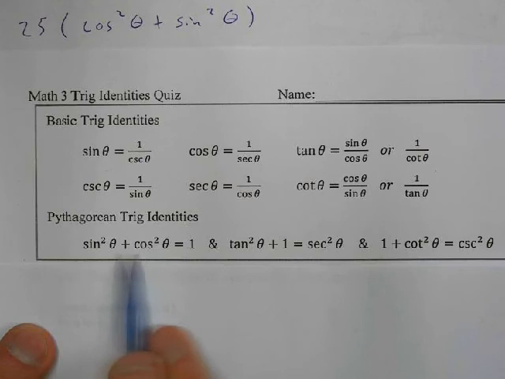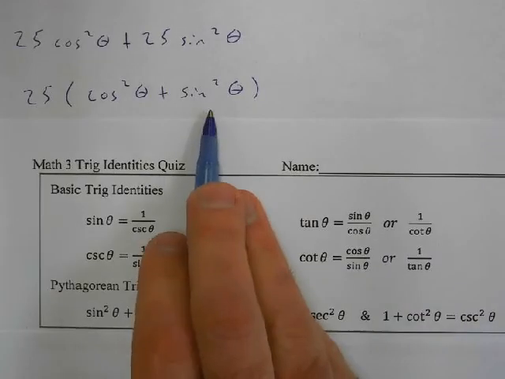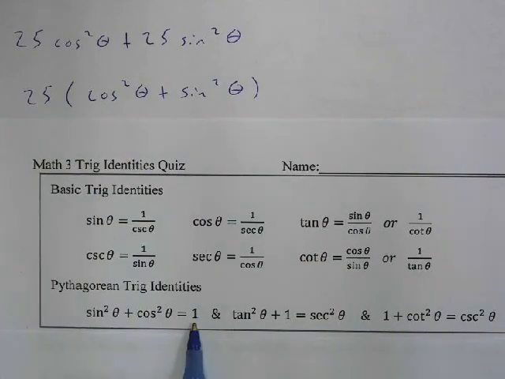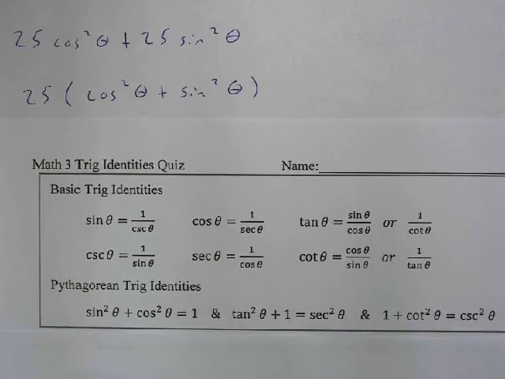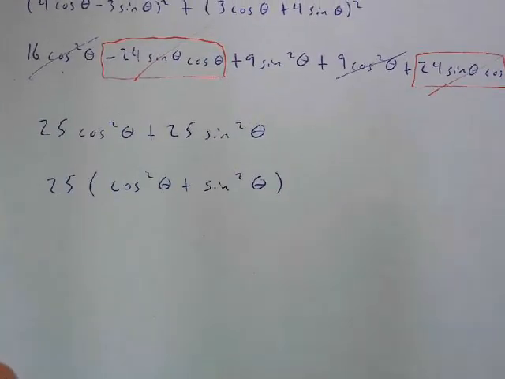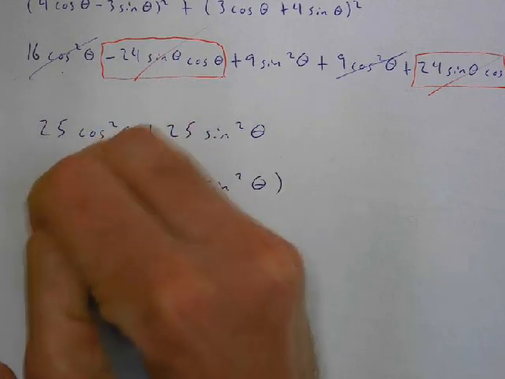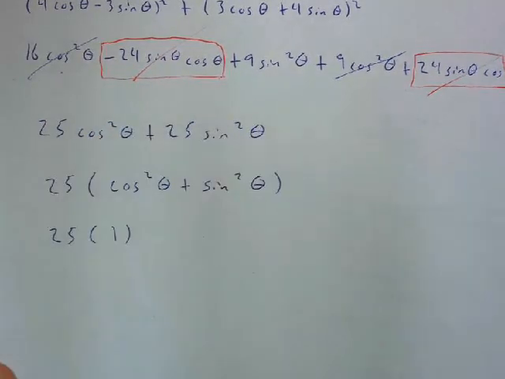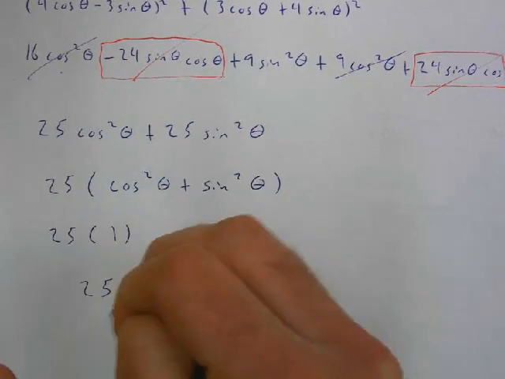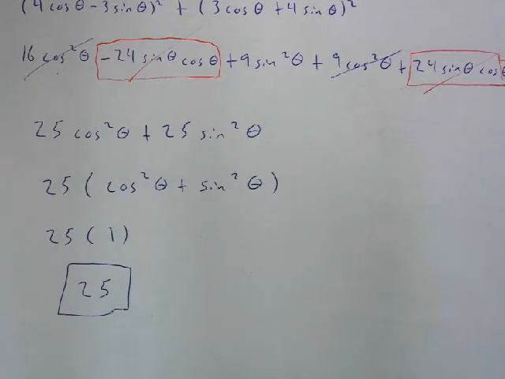Now, the order doesn't matter. If I'm adding two things, I can switch the order. We have a sine squared theta plus cosine squared theta, which is what we have right here, sine squared theta plus cosine squared theta. Well, that just equals 1. So I can replace this whole big thing with just 1, and then that leaves me with 25 times, well, just 1, and 25 times 1 is 25. So then that's my answer for number 11 from worksheet number 3.